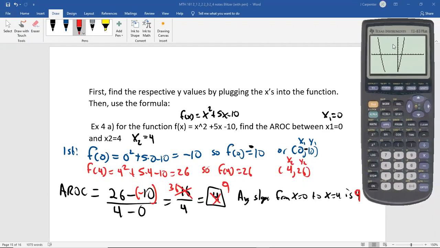Okay, so this window isn't really good because 0, negative 10, you can just barely see. You definitely can't see the 4, 26. That's way up here because that's a height of 26. So I'm just going to change my window, the y minimum to like a negative 15 and the y maximum to 30. This is not something you need to know for this class, so I'm not going to spend hours teaching it. But here's a good picture of the graph. So here we've got that point. There's our 0, negative 10.